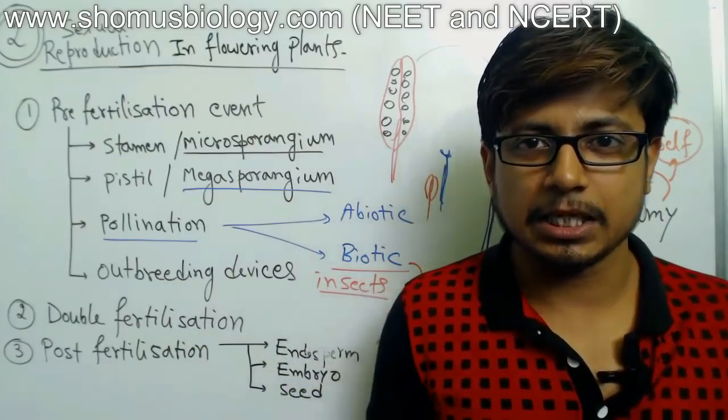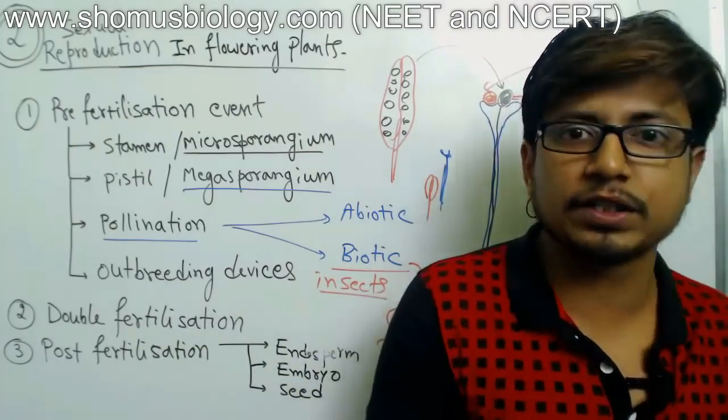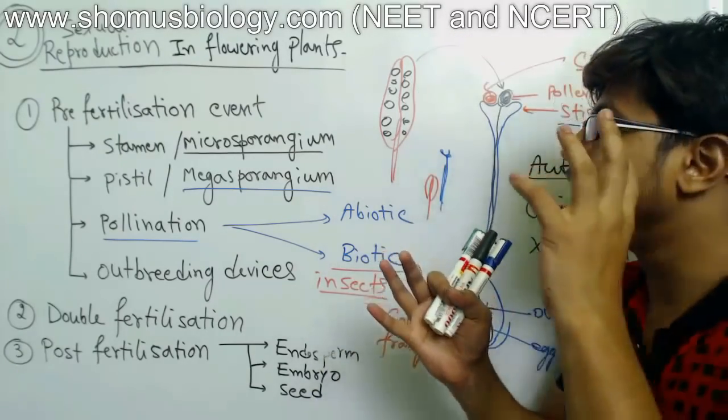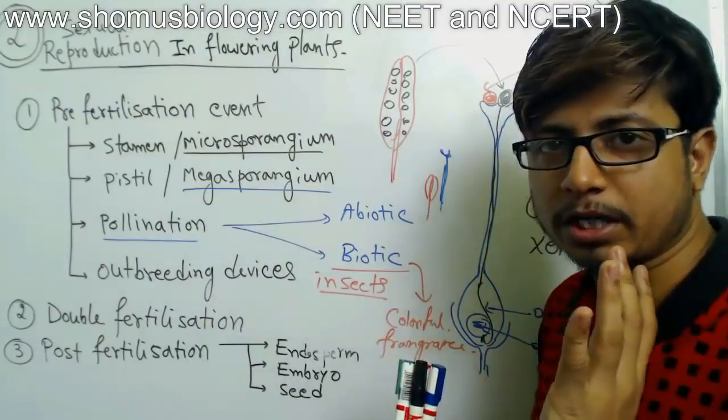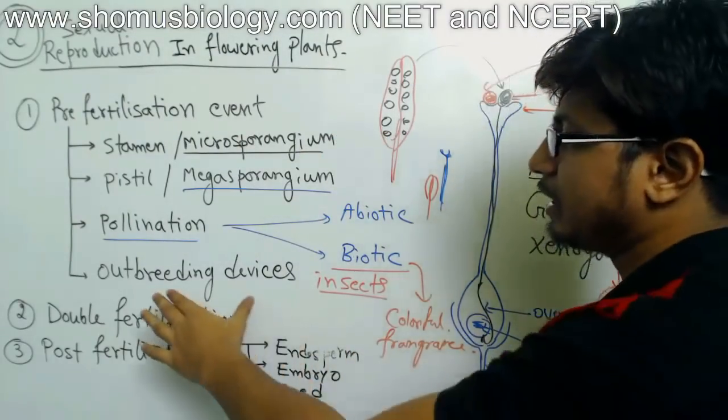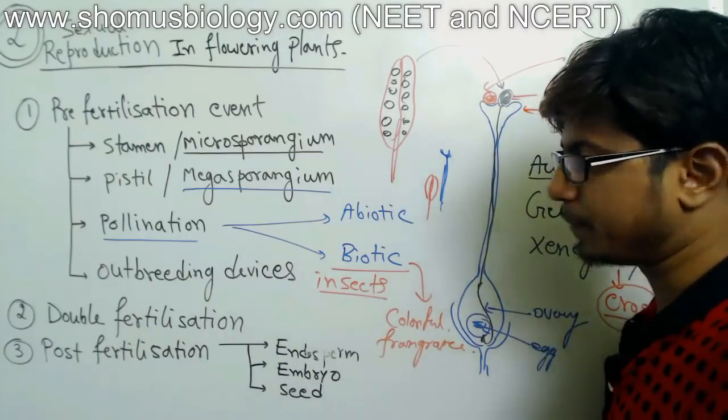Cross-pollination can change the genetic makeup. It develops new genetic variations which are required, and which is the actual motto of sexual reproduction, the actual idea behind sexual reproduction in plants. So these are the 4 outbreeding devices that we talked about.